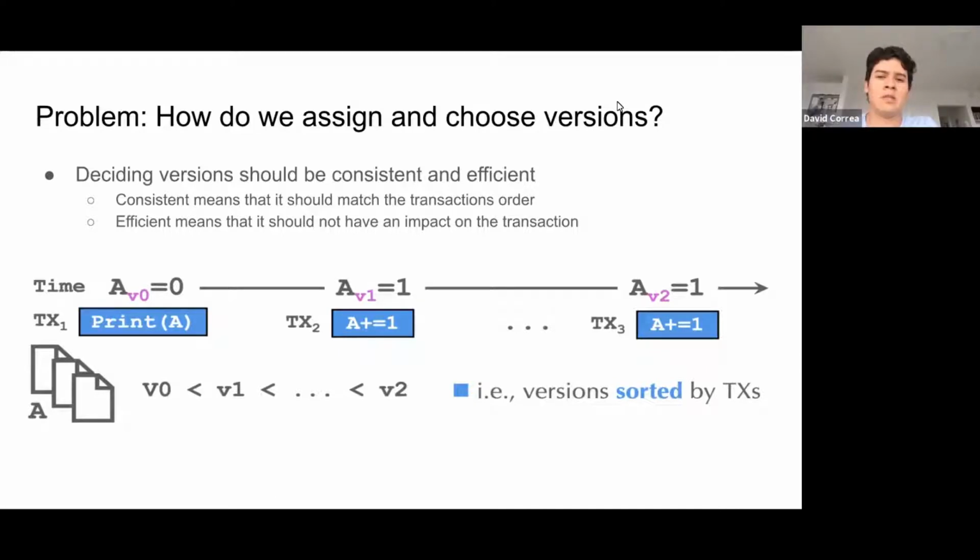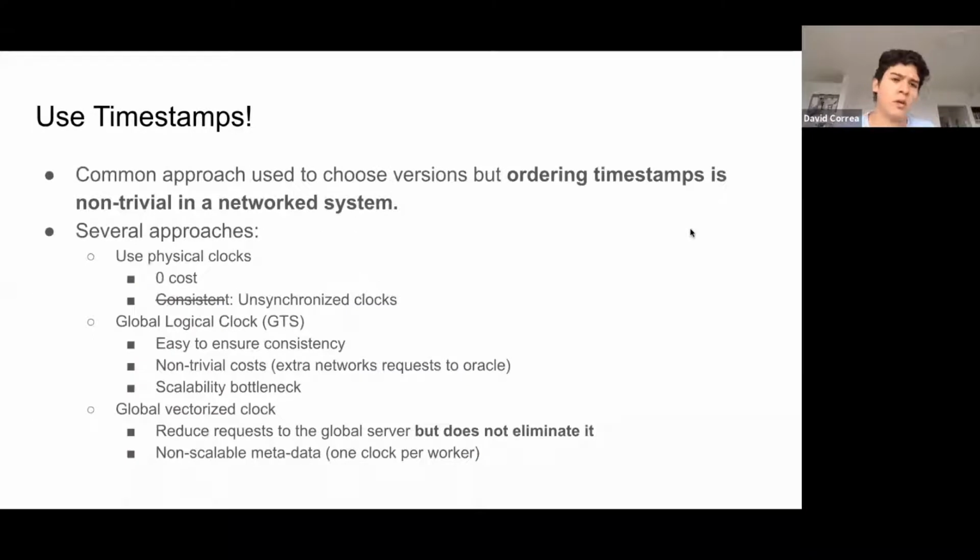Yeah, so I was saying, right, with multi-version databases, one of the questions is how do we choose and assign versions? They should be consistent, meaning that the version of a previous transaction should be smaller than the version of a transaction happening in the future. And efficient means that it should not impact the transaction. So how do we do this? Well, one approach is to use timestamps, right?